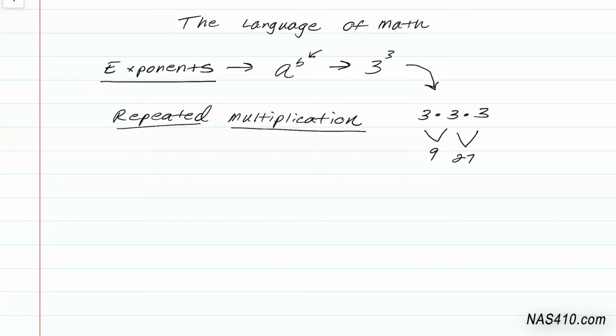And then 9 and 3 are 27. And so 3 to the third power is 27.